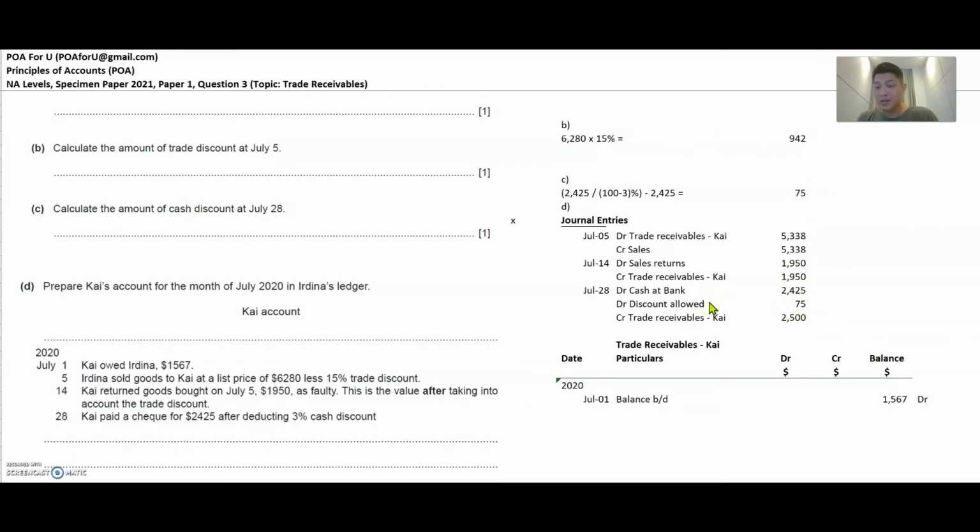Discount allowed is an expense. So expenses are debit in nature. If you want to register a higher discount as a result of this transaction, you debit discount allowed.